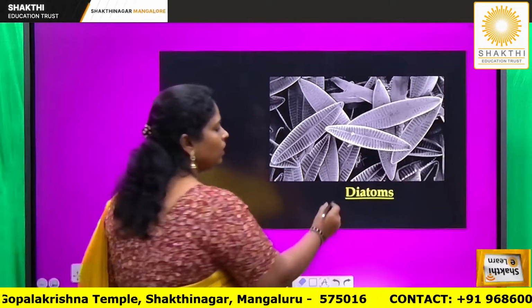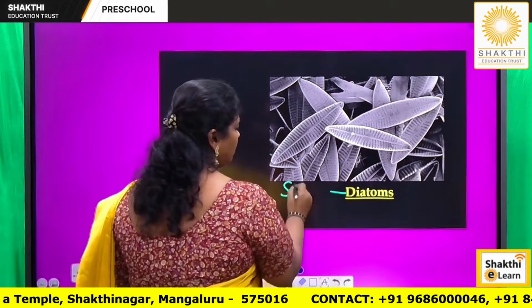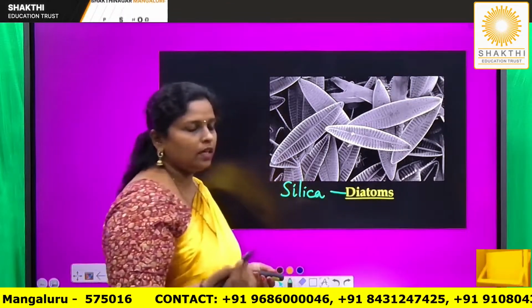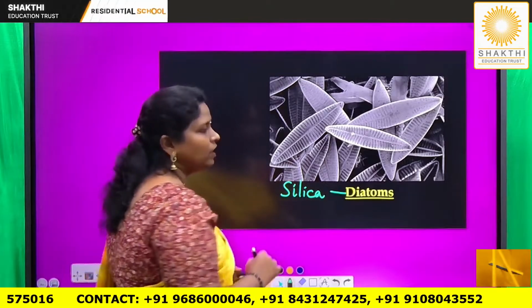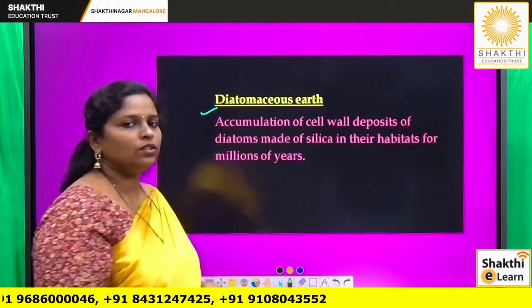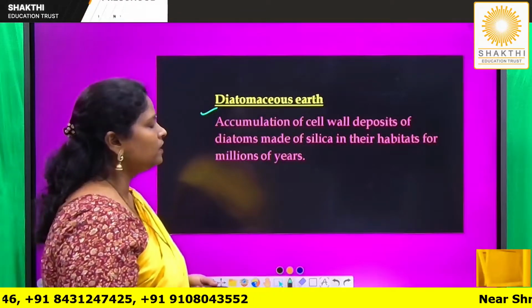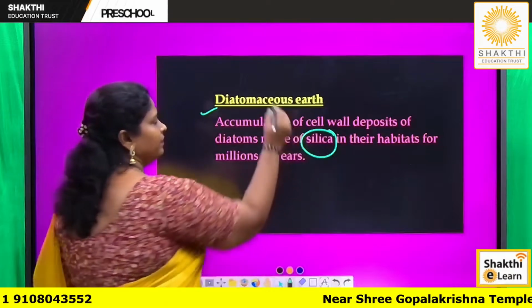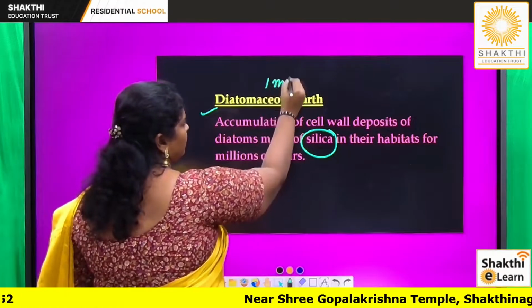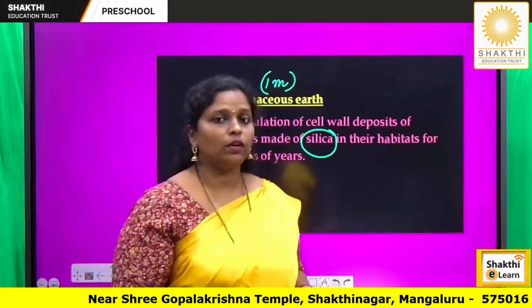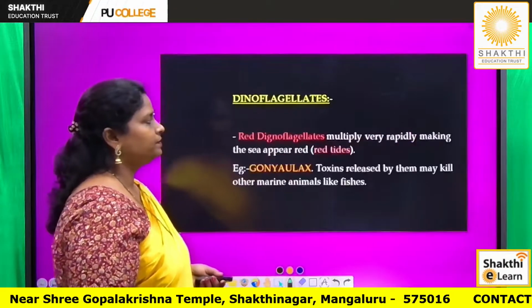The main cell wall composition of diatoms is silica. Because of this, though the organism dies, the cell wall material will remain for a number of years. So what is diatomaceous earth? It is the accumulation of cell wall deposits of diatoms, which have silica in the cell wall, over a number of years. Make a note of this, students. This is very important for 1 mark: define diatomaceous earth, or what is diatomaceous earth.